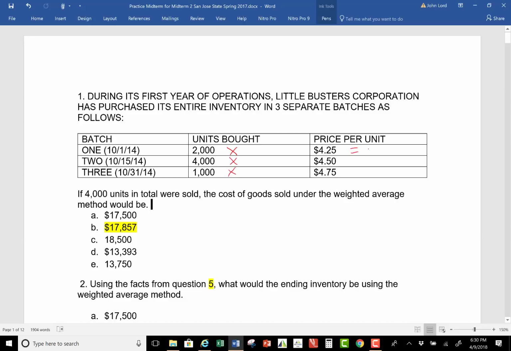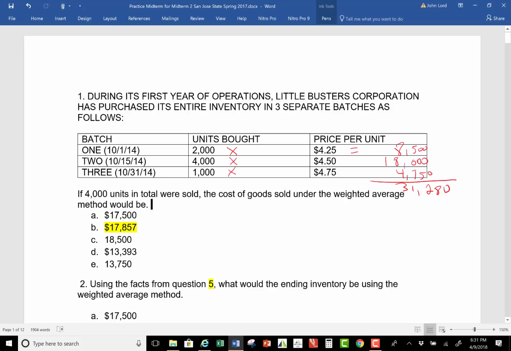2,000 times 425 is 8,500. Good. 450 times 4,000 is even. Okay. And 1,000 times 475, I guess I can do that one in my head. 4,750. Okay. All right, good. And you add those up and you get 31,280. Okay, good. Do I have a second on that?